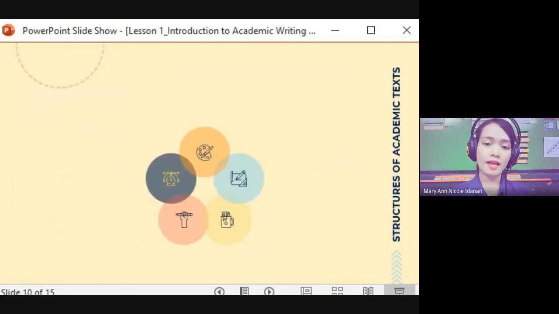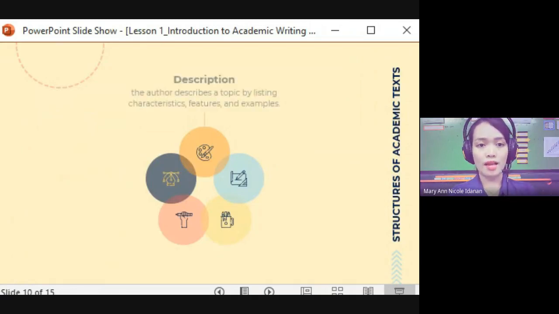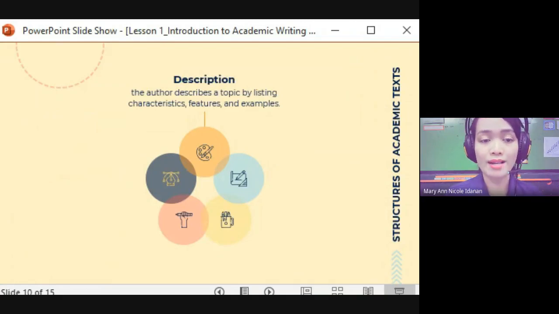Now, class, let's have the structure of academic text. This shows how your academic text looks. First, we have the description. The author describes a topic by listing characteristics, features, and examples. For example, we have online distance learning.